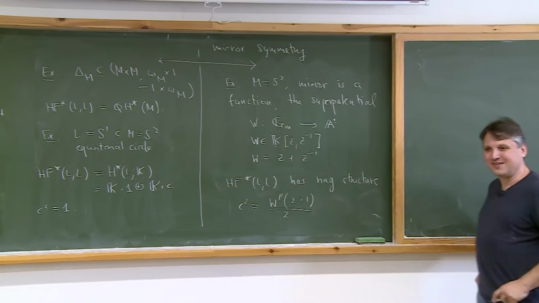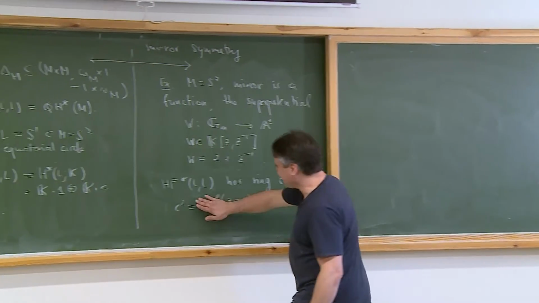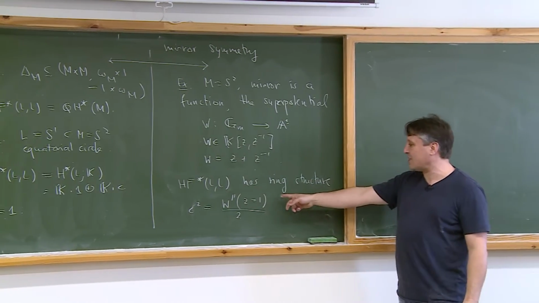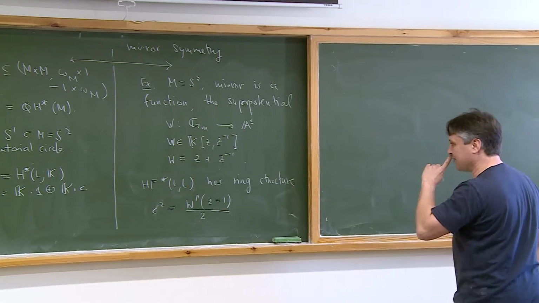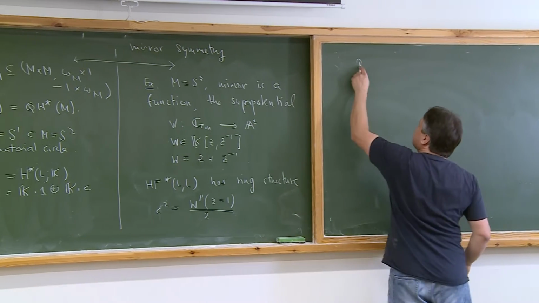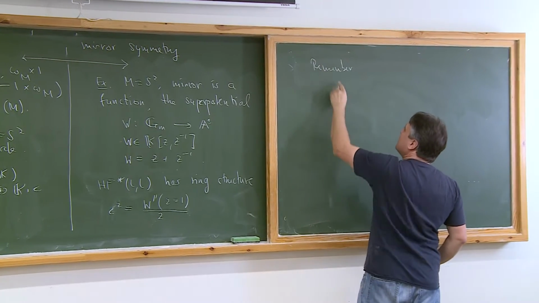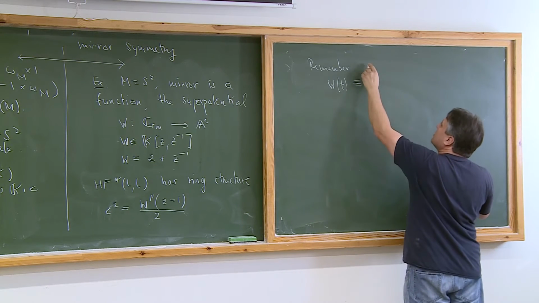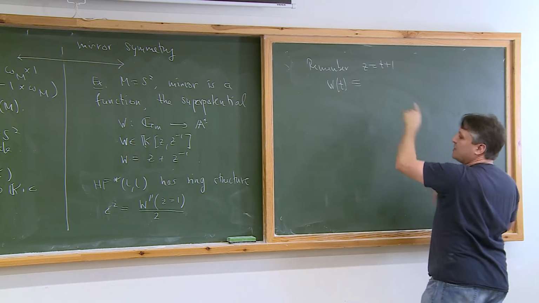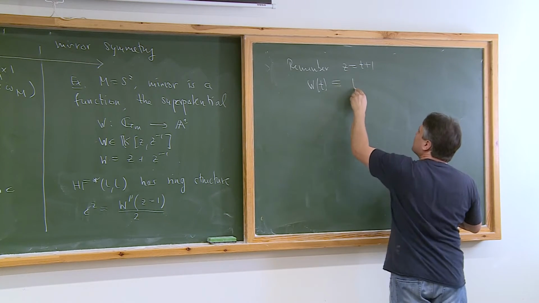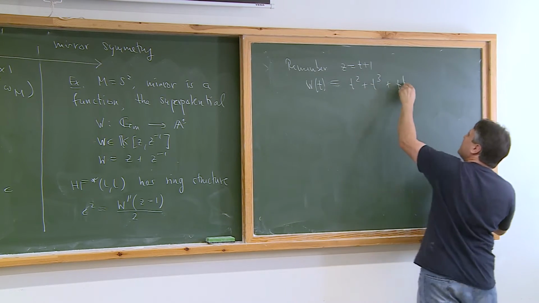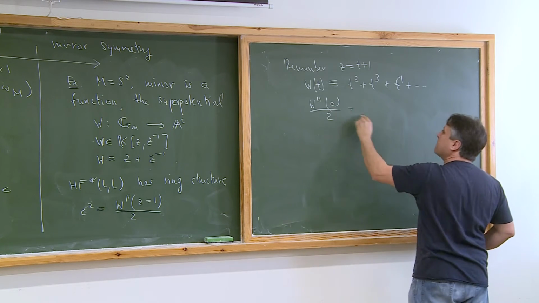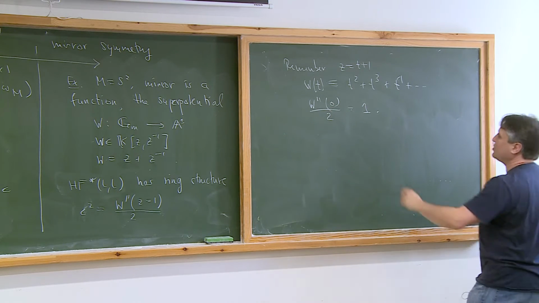This is a divided derivative, which is very typical of the characteristic 2 thing. So remember, in local coordinates, Z equals T plus 1, so Z equals 1 corresponds to T equals 0, so W of T is this one here, and the second derivative divided by 2 is of course 1.